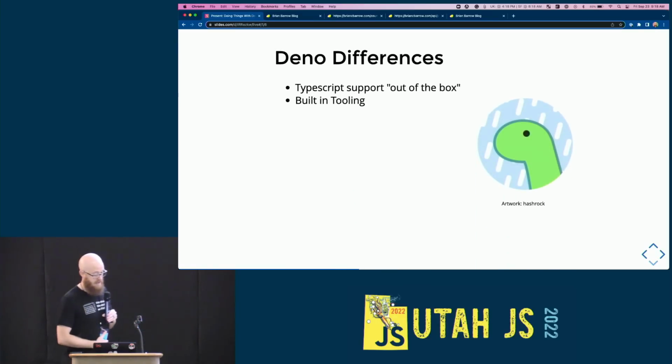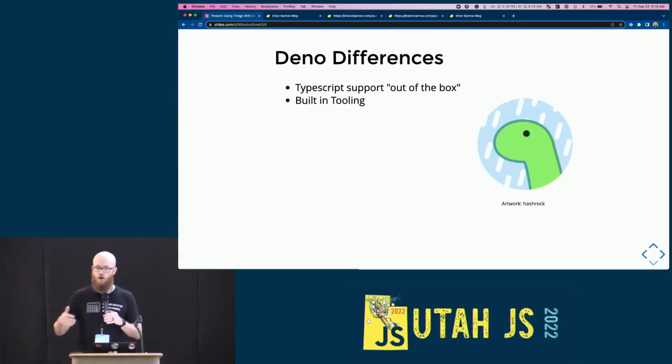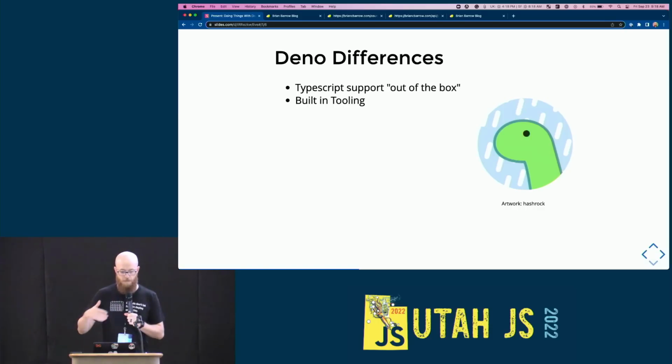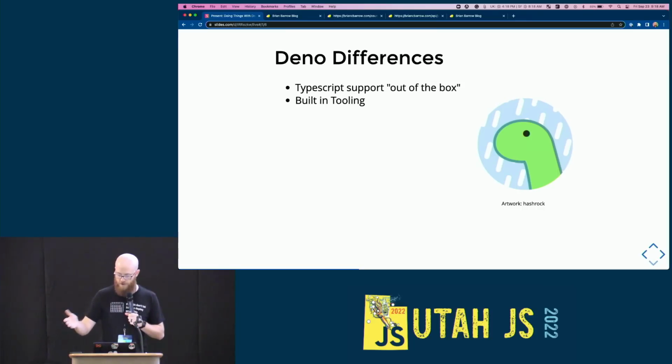So Deno also supports TypeScript out of the box. A lot of teams and a lot of libraries these days are moving towards using TypeScript because it's so nice to have that type safety and to be more explicit when we're writing our code.